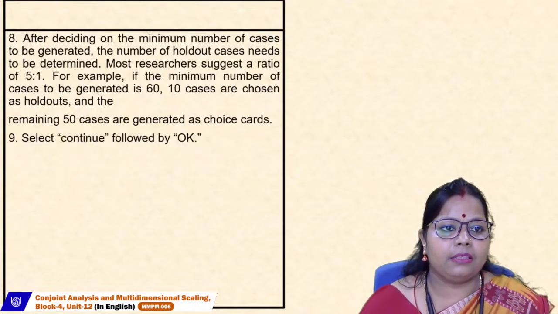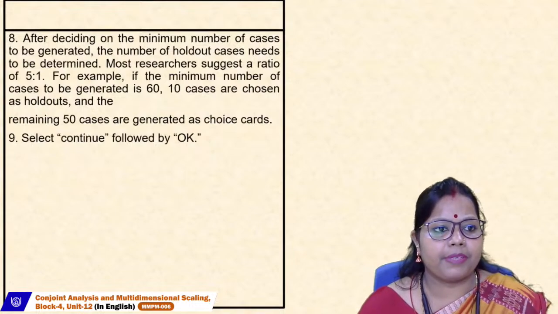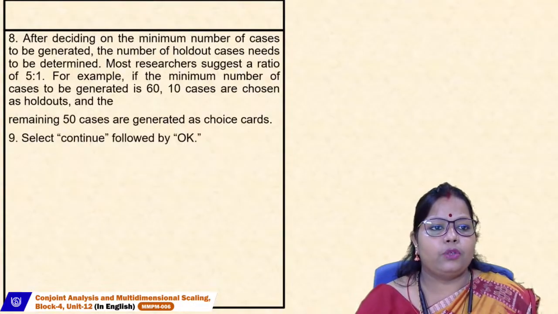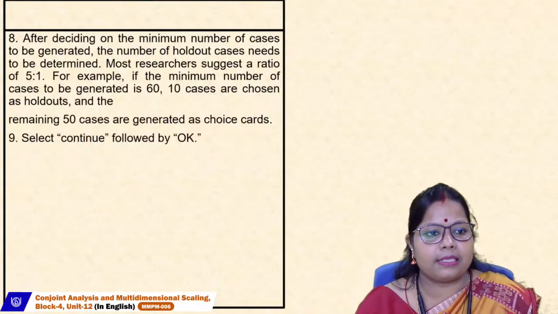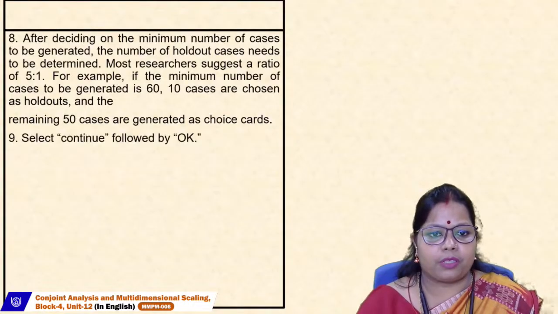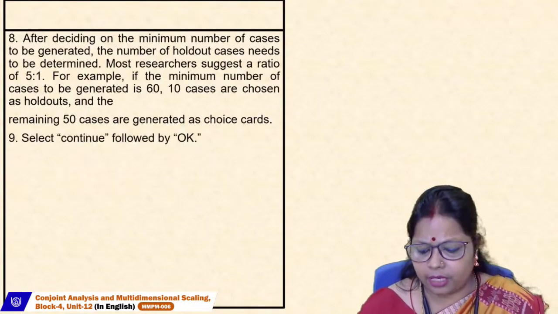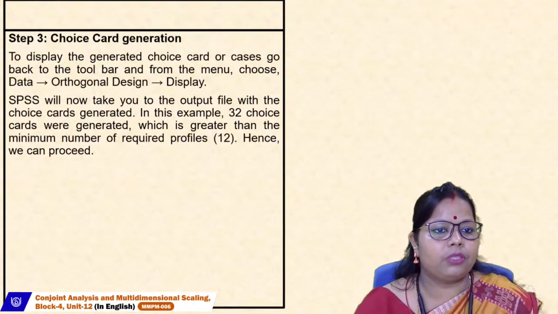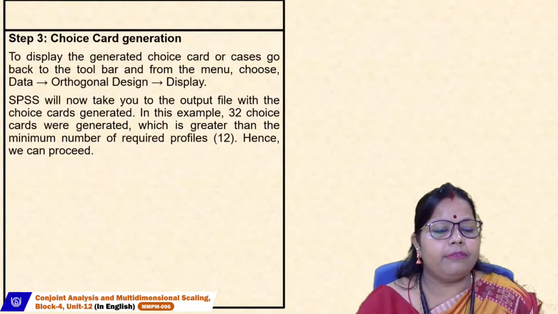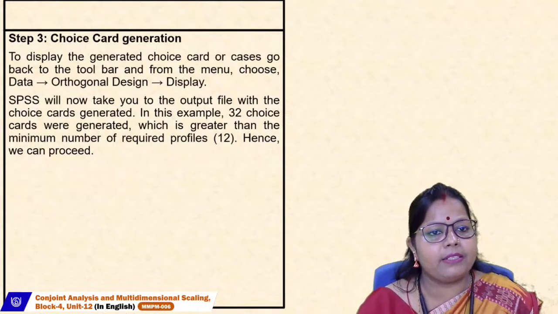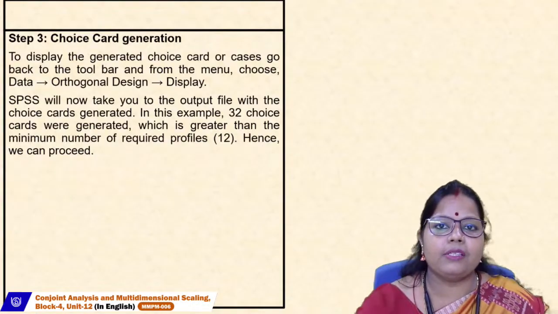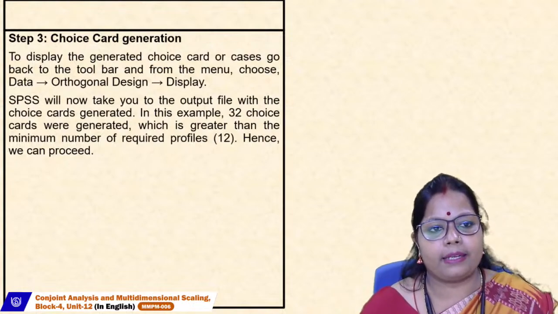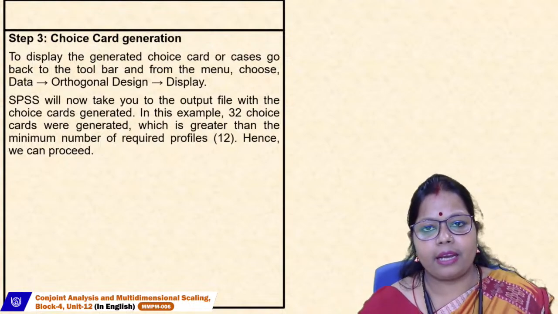Suppose we have 4 factors and 15 levels, therefore that will be the minimum to be considered. After deciding the minimum number of cases to be generated, the number of holdout cases needs to be determined. Most researchers suggest a ratio of 5 to 1. Then we select continue and press OK. Coming to the third step, we come to the orthogonal design. This will display the generated choice cards, as shown in Table 12.2. We have prepared a choice card table.